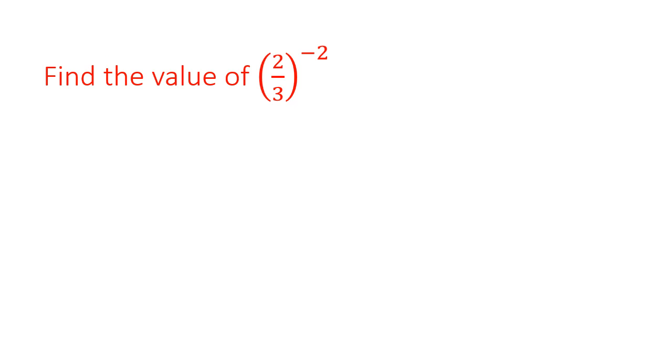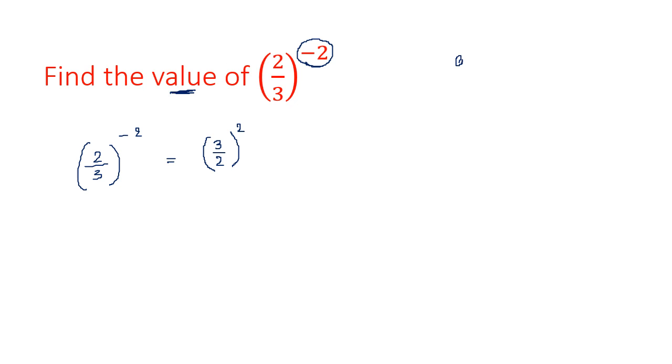Now comes the next question, find the value of. So now we have to find the value. This is the exponential form, and we have to find the value. Like we did in the previous sum, there is a negative power. So the first thing to be done is to make the power positive. So how do we do that? 2 upon 3 raised to minus 2. How to make the power positive? By taking the reciprocal. 2 upon 3 becomes 3 upon 2 raised to the power 2.